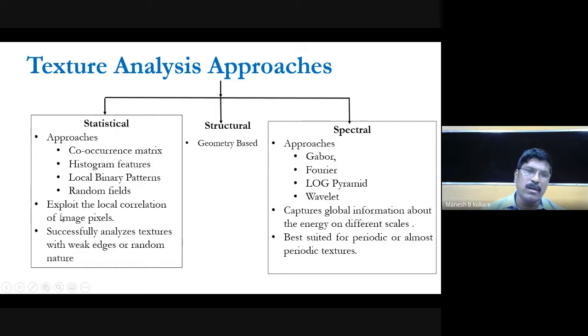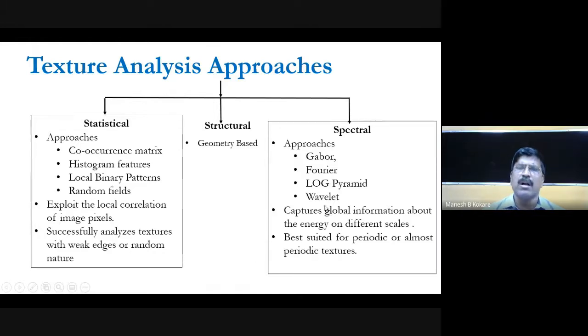So where will the statistical approach be successful? It successfully analyzes textures with weak edges or random nature. So this will give you a more accurate result where textures with weak edges are there or are random in nature. Then the statistical approach will give you the better result. Whereas the spectral approach is best suited for textures which are periodic or almost periodic. So there you find that the spectral approach will give the best result among all of these.